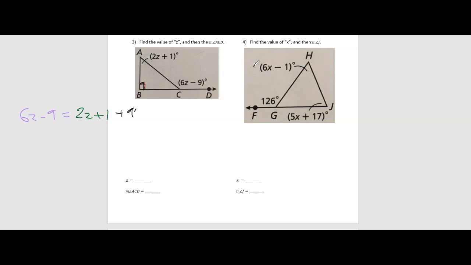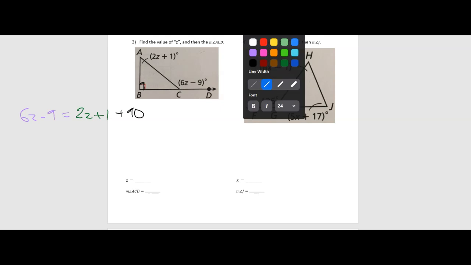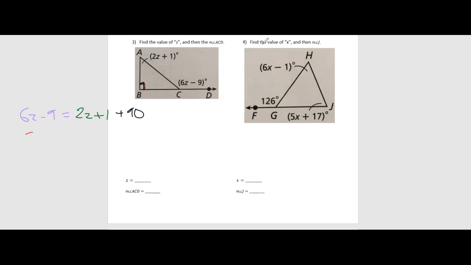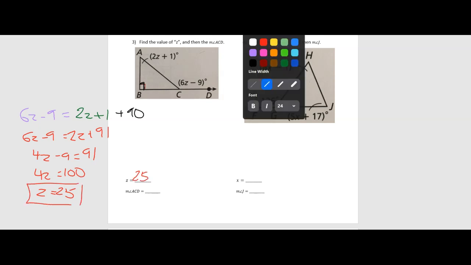So we can just say plus 90. And we can go ahead and solve. So 6Z minus 9 is equal to 2Z plus 91. Subtract 2Z from both sides, I get 4Z minus 9 is equal to 91. Add 9 to both sides, I get 4Z is equal to 100. And then I get Z is equal to 25. That's part of my answer, but not the whole thing.